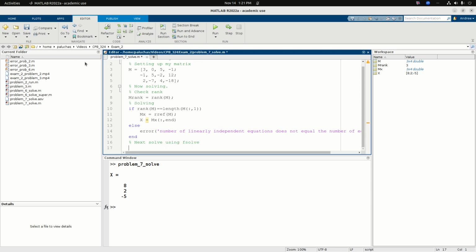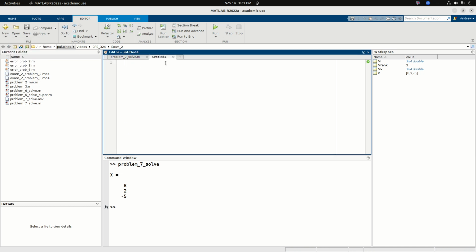So if I want to solve with fsolve, I'm going to open up a new file because I'll need an error function. So this could be function res is equal to, and I'll call it error 7. I'll have a single input. I'm going to start by unpacking. And so I'll have x1 be the first element of x, x2 will be the second element, x3 will be the third element.